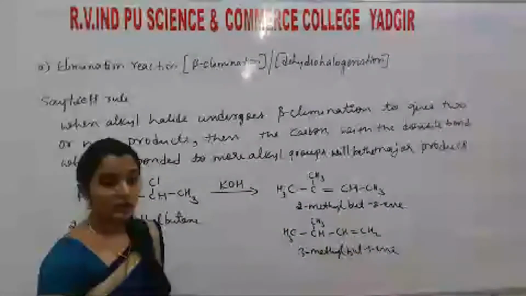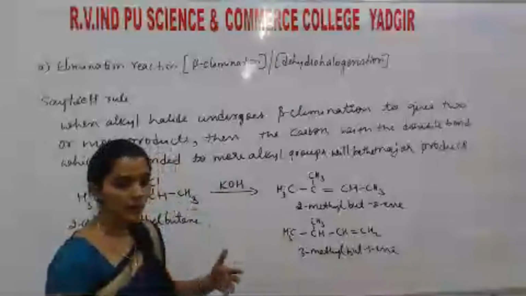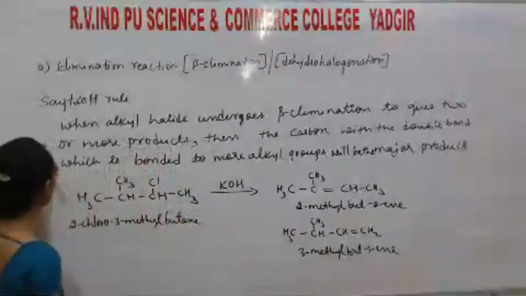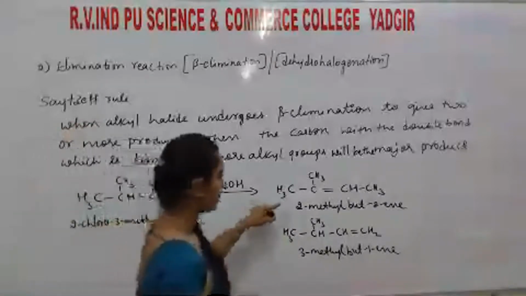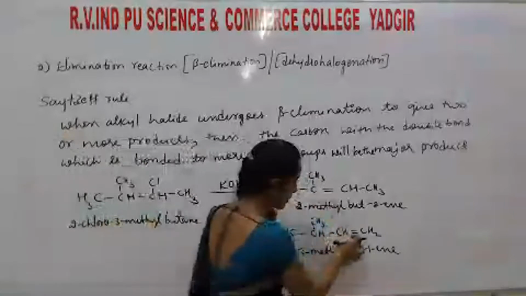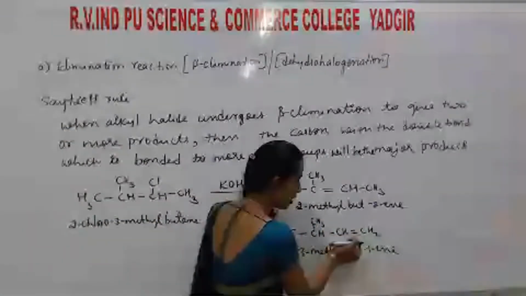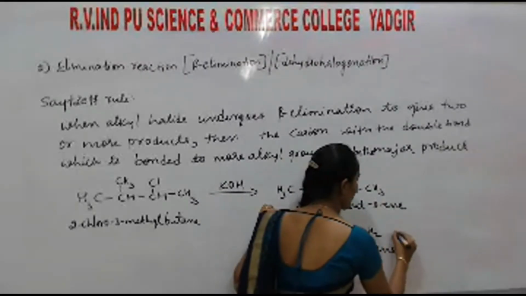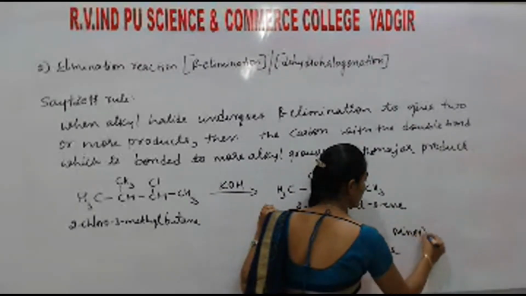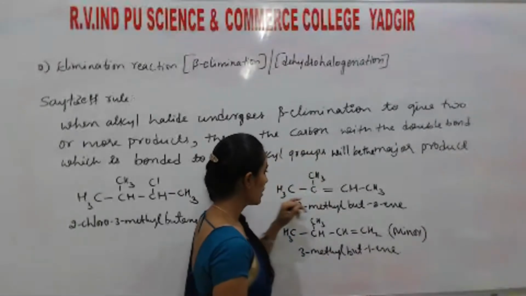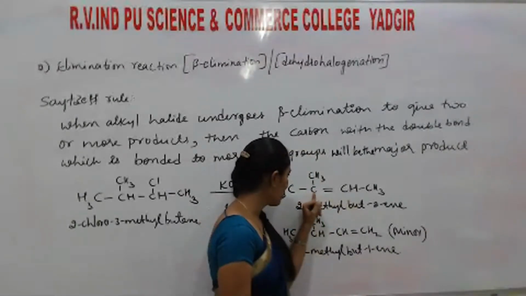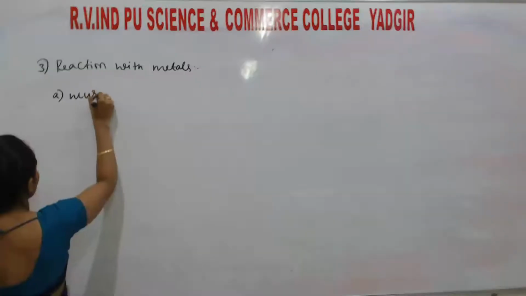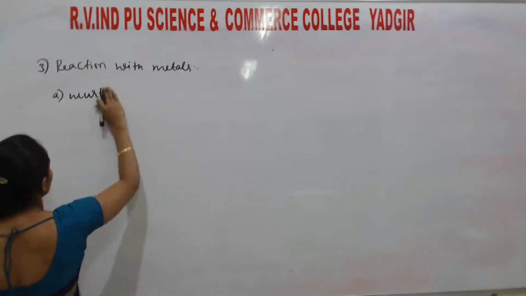Here among these two, which one is the major product and which one is the minor product is explained by Saytzeff's rule. So on either side of the double bond, these two carbons are there. The carbon bonded to only one alkyl group gives the minor product. Here on either side of the double bond, two carbon atoms are there.